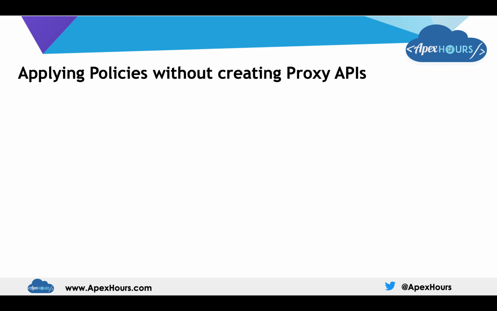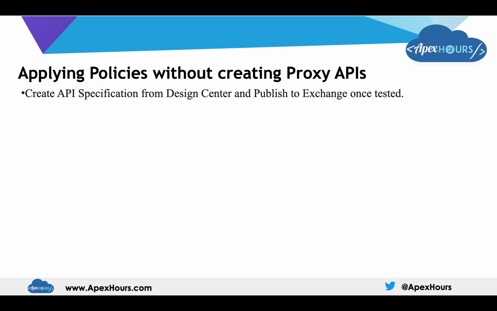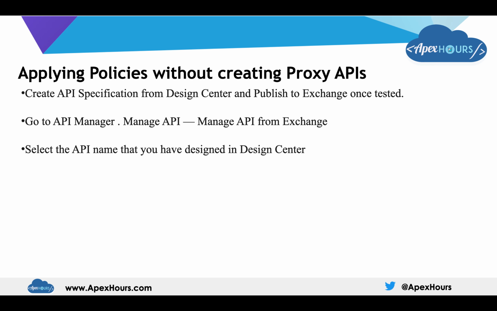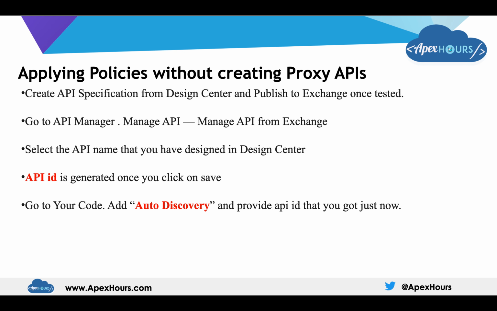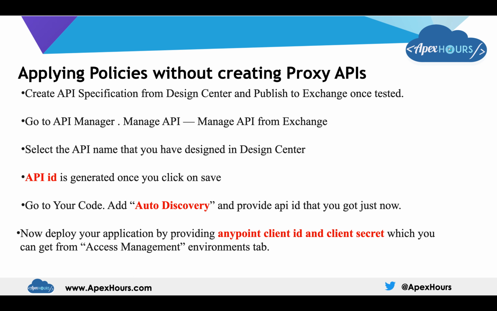So first we will see applying policies without creating proxy APIs. For that, create an API specification from design center and publish to exchange. Once tested, we have done this already. Second thing is go to API Manager, click on manage API and choose from exchange. Select the API name that you have designed in the design center, and once you click on save, an API ID is generated. And go to your code, add the auto discovery element with the API ID. That's it. Now you can deploy your application again by providing these two.